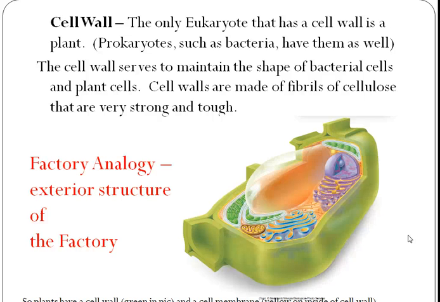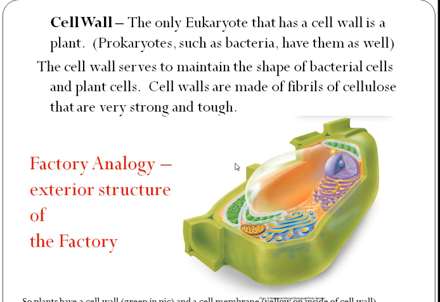Okay, I think I left you with the cell wall. Plants have cell walls. This is the green around the outside in this image. It is thick, strong cellulose. It gives the plant a shape. Animals do not have cell walls. Only plants do. And then in the prokaryotes, bacteria do.